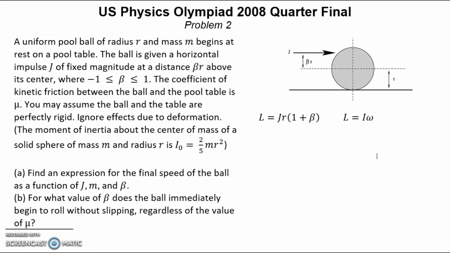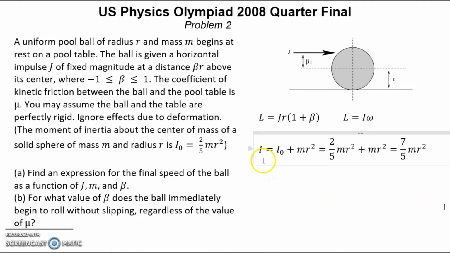Due to the parallel axis theorem, we can calculate the moment of inertia. This is the formula: moment of inertia equals the moment of inertia around the center of mass plus mr², where r is the distance from the axis of rotation to the center of our ball. That will be 2/5 mr² plus mr², which is 7/5 mr².